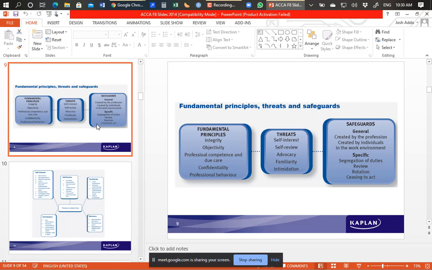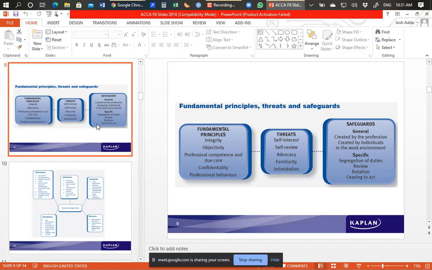Threats to them. And we have 5 of these threats. These 5 are like containers. You can have individual issues that go into each of the containers. So it's like grouping like items. All issues that have to do with self-interest, we put them under self-interest threats.